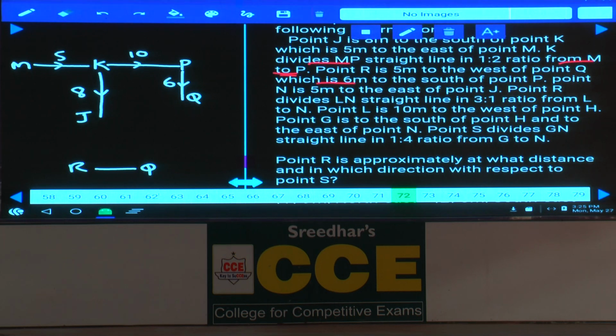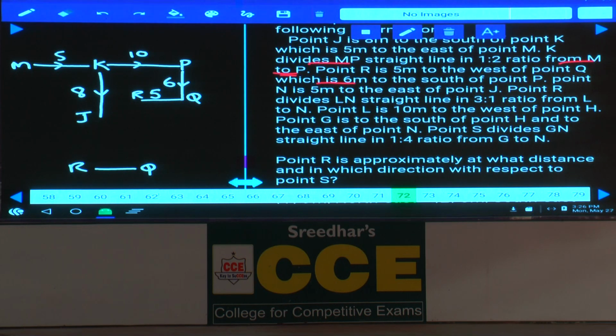Now we do not know the direction between K and P. K and P is 10 meters. But the distance between S and Q is not clearly given. R is 5 meters, isn't it? Now this will be R, and R is 5 meters to the west of Q, and Q is 6 meters to the south of P.